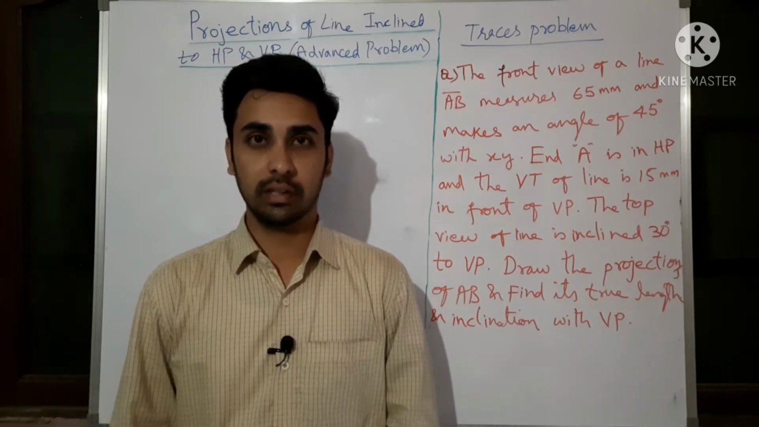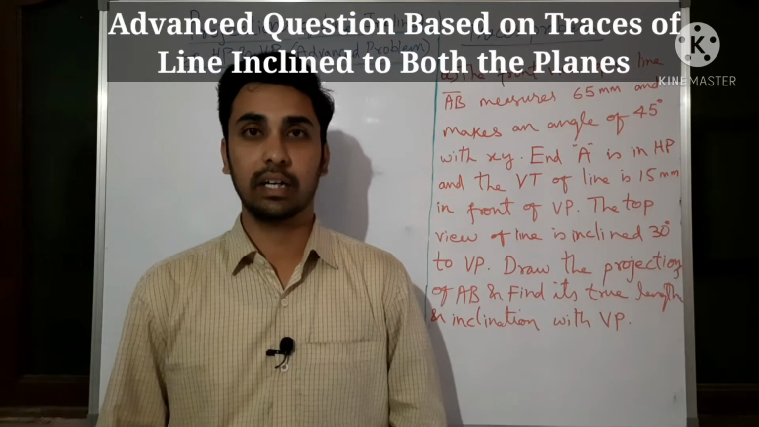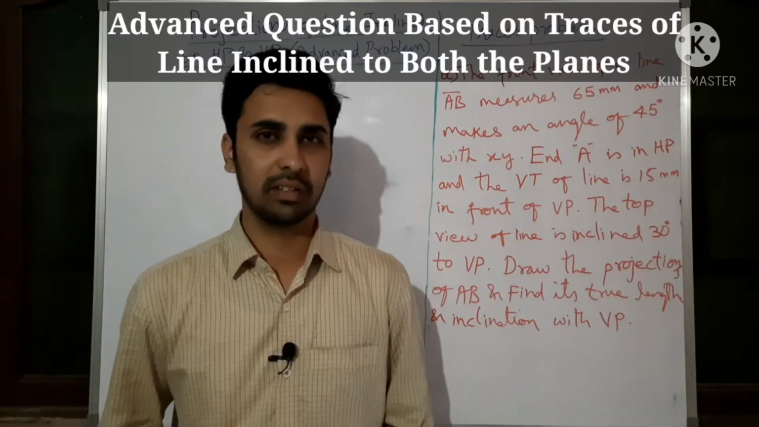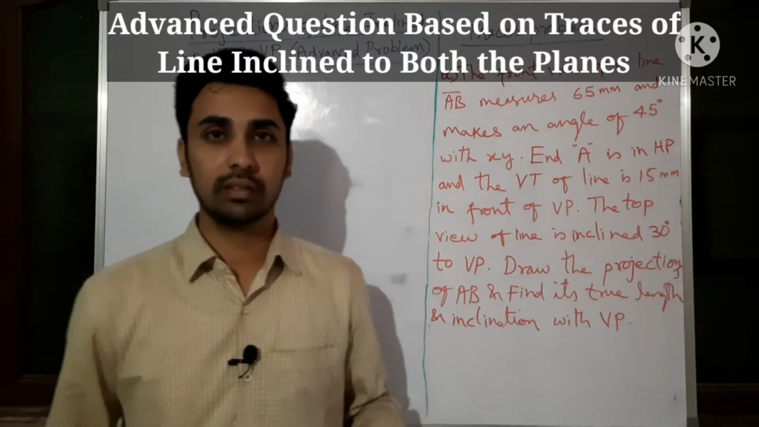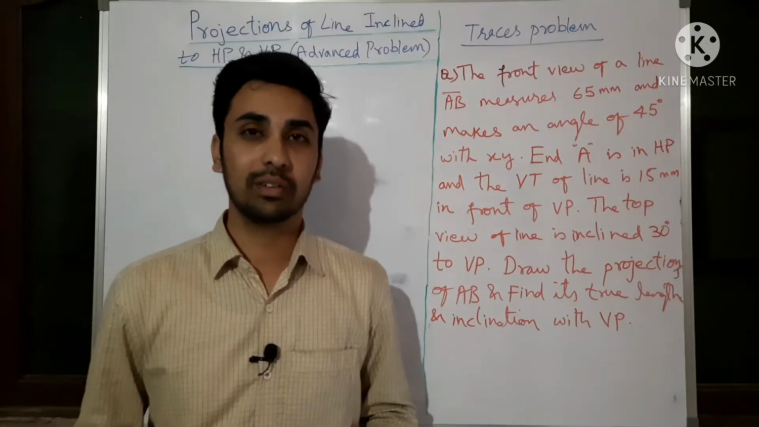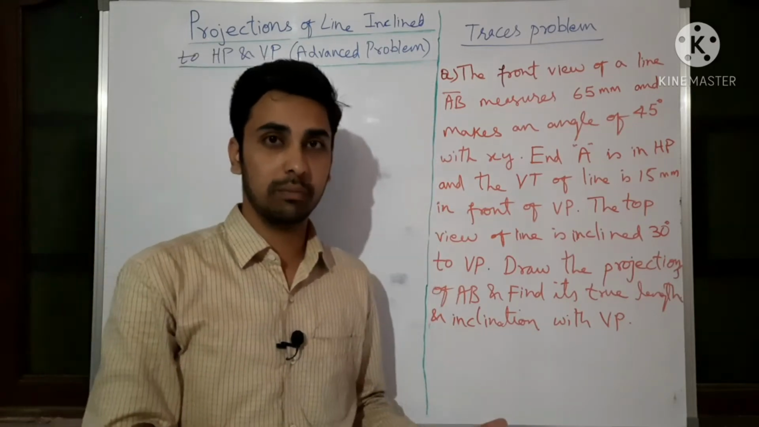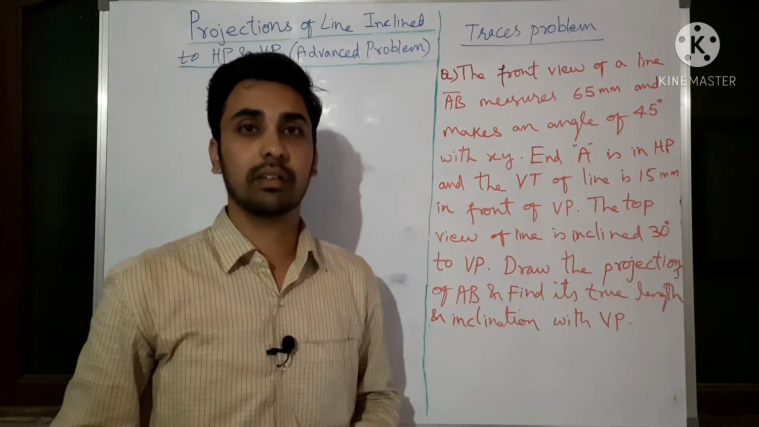As we have discussed earlier, 7 different models of projections of points inclined to both the planes. 7 different models means 7 different questions we have done. So this is an additional one, like a bonus tip you can take, or an additional advanced problem included with them. If you want, you can have this. This is an advanced level problem.